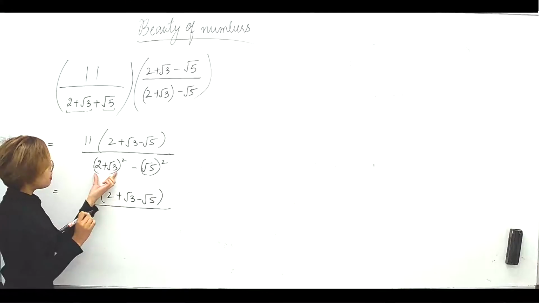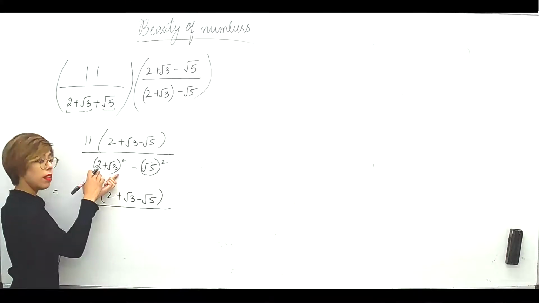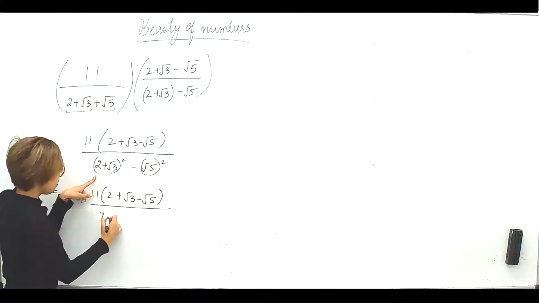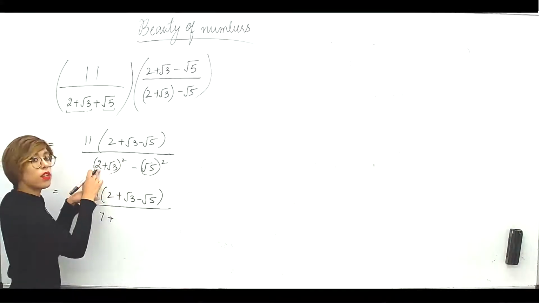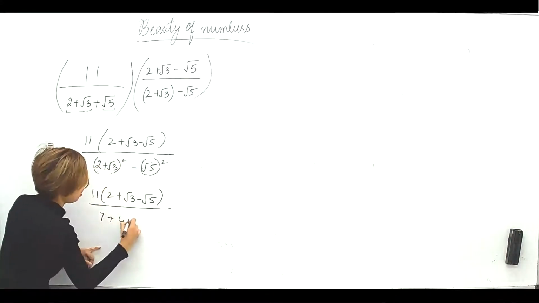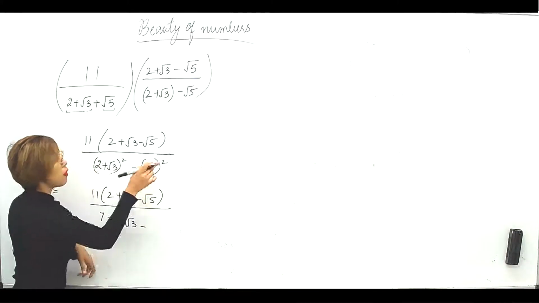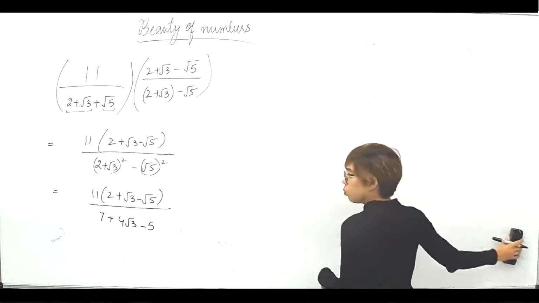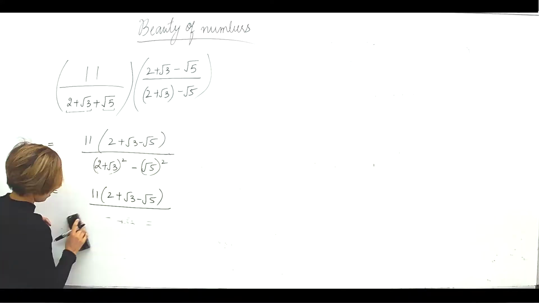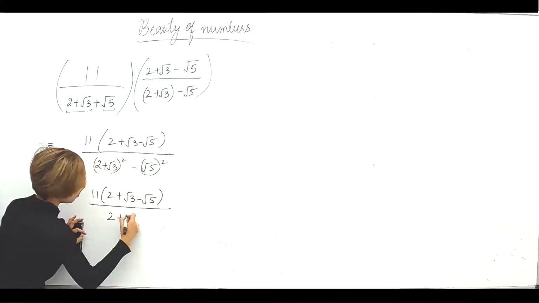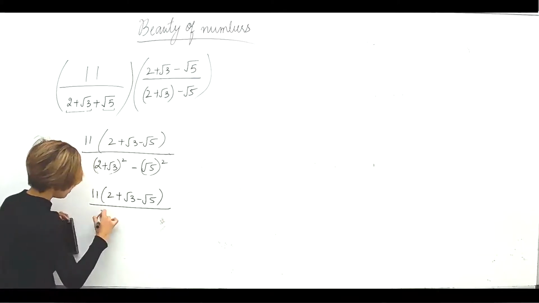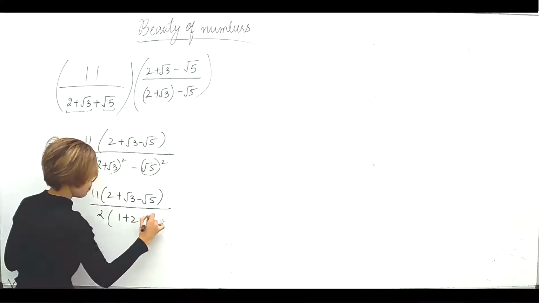Right? Okay. So 11 into 2 plus root 3 minus root 5 as it is. Now let me open this up. So I'll get 4. Then I'll get root 3 whole square, so 3. So 4 plus 3, 7 plus 2 into 2, so that is 4 root 3, minus, now root 5 whole square obviously is 5. So this is 2 plus 4 root 3. Now obviously I can take 2 common. So I'll be left with 2 into 1 plus 2 root 3.